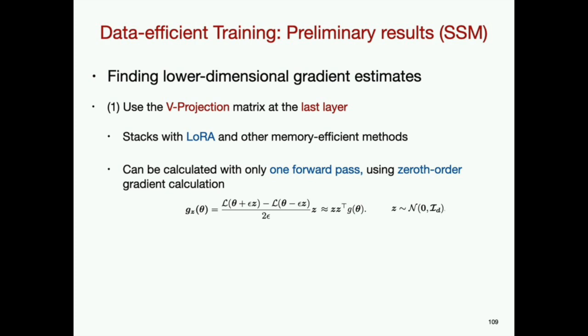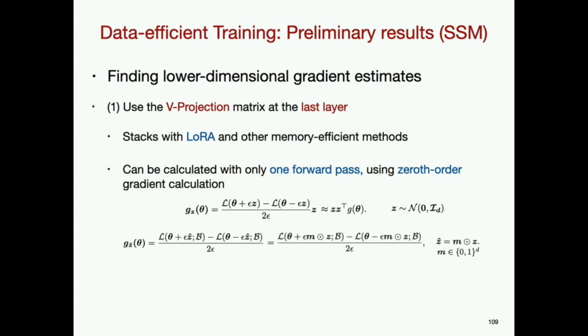So for us, we are only interested in the V projection matrix. What we did is that we only perturbed the parameters of this V projection matrix by a little bit. And this way, we can calculate very efficiently with one forward pass. We can estimate the gradient of the V projection matrix. So we do one forward pass, and we can calculate this zeroth order gradient quickly. Now, this is still very high dimensional. We want to go lower.